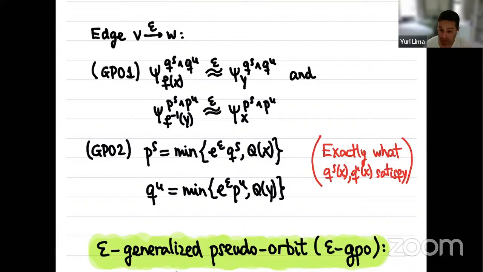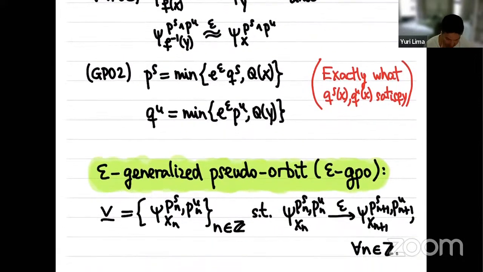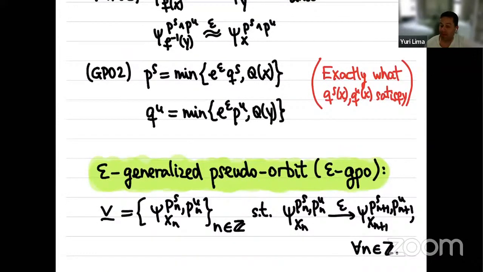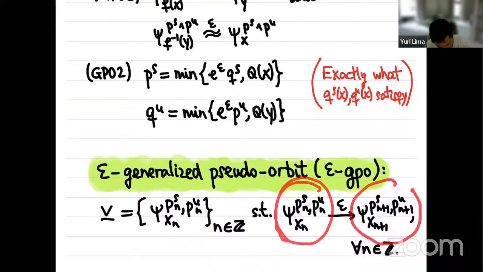But let's say that we have edges. Whenever we have edges, I can pass to the notion of generalized pseudo-orbit, which I will call epsilon GPO, epsilon generalized pseudo-orbit. What is it? It is a sequence of edges, so it is a path on a graph. It is a sequence of epsilon double charts such that from the epsilon double chart at position n, you have an edge to the epsilon double chart at position n+1.